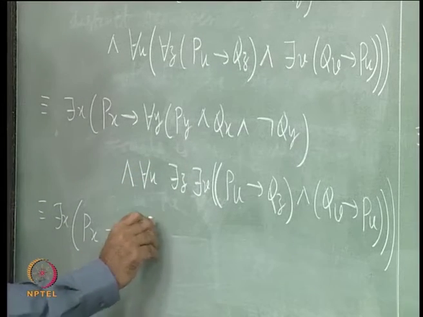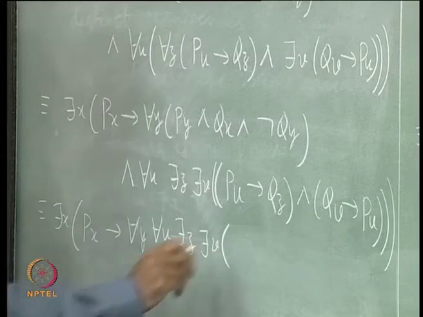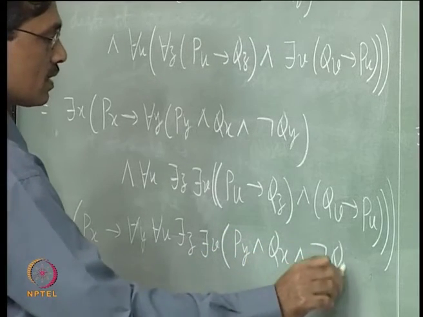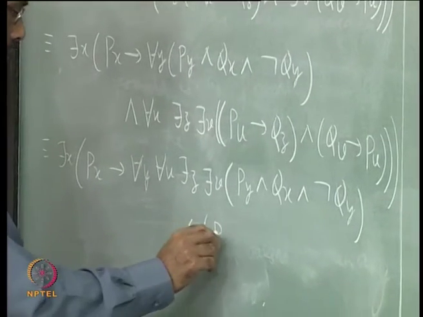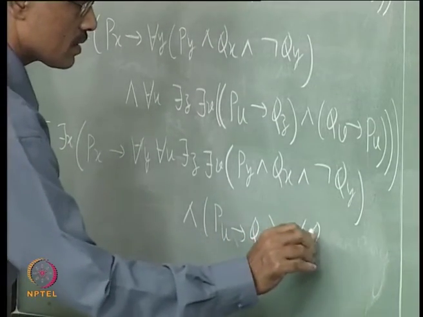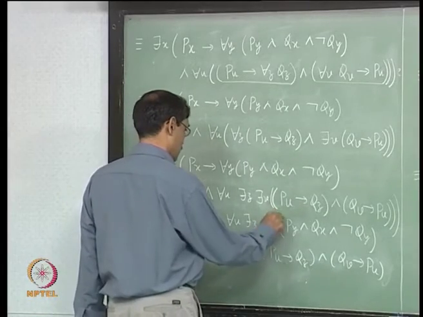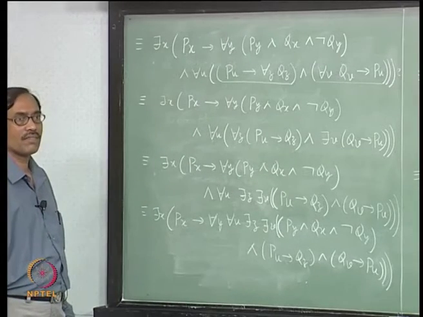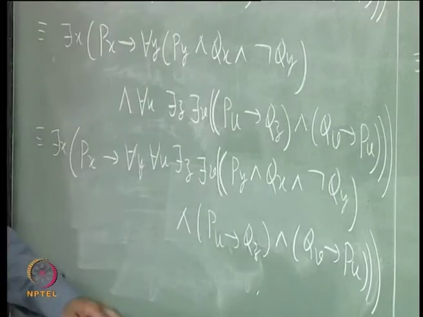So, then let us write this way, p y and q x and not Q y, and p u implies q z and q v implies p u. Right. Next we have to pull this block out.